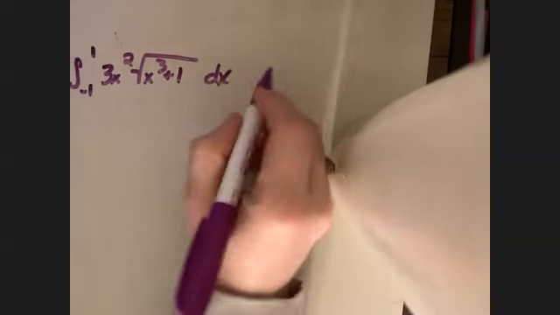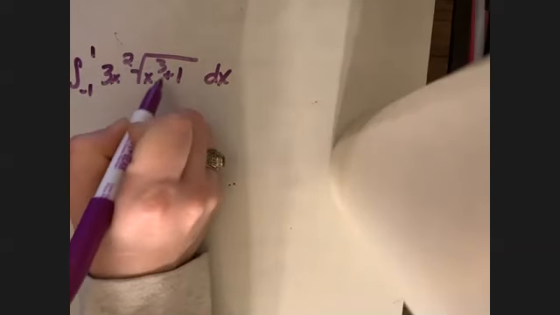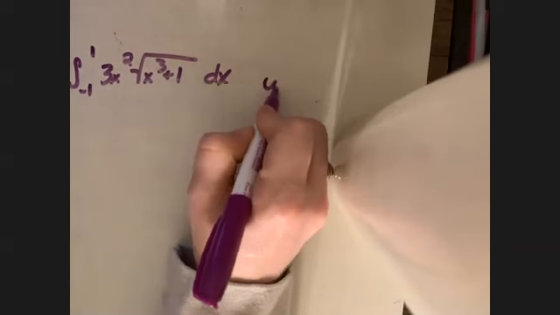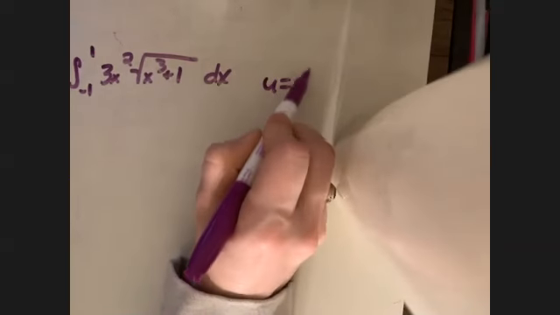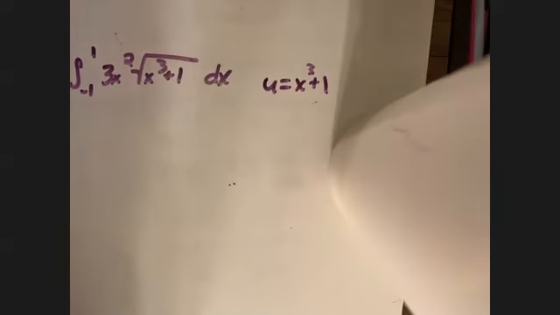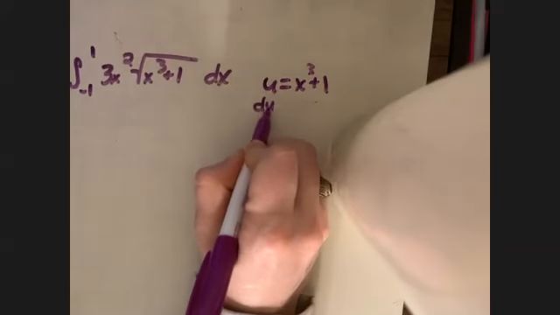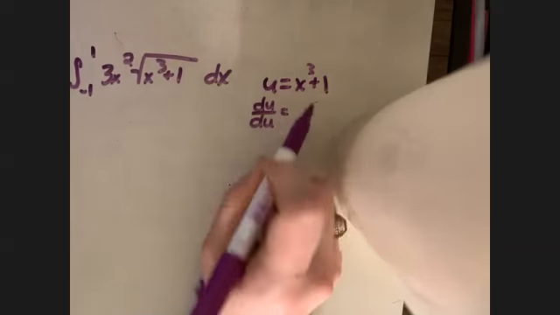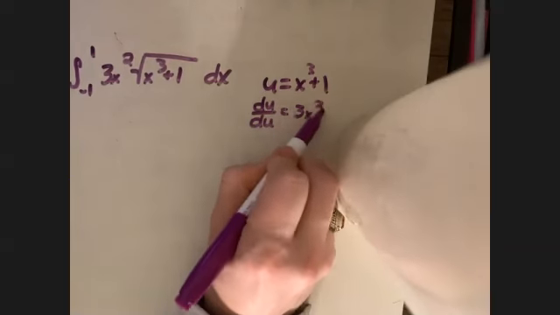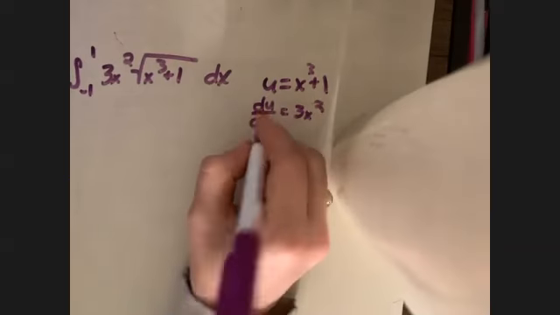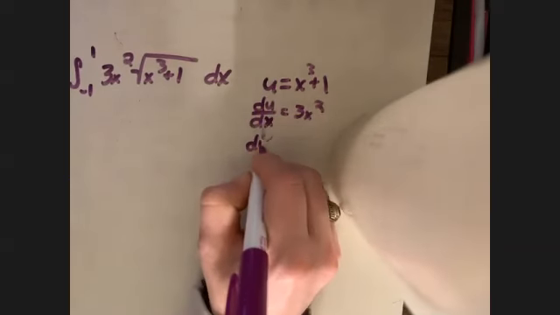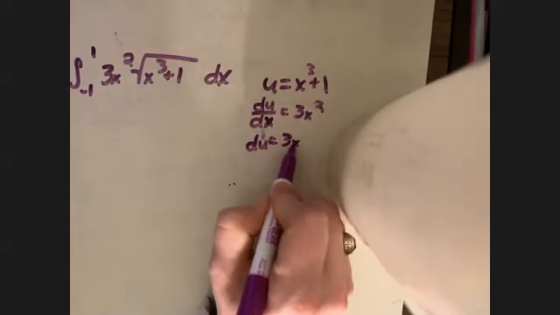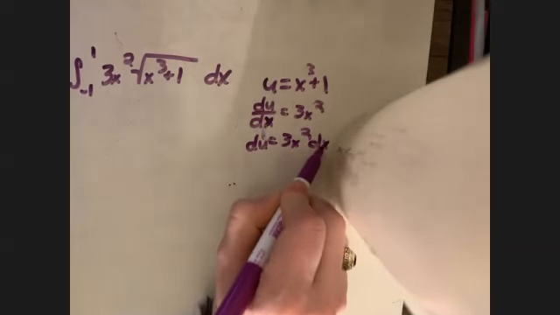Okay, so here's our problem that we're going to do. Sorry, a little far there. All right, so we see the 3x squared here. That looks like the derivative of this. So we're going to let u equal x cubed plus 1. So following the stuff we did the other day, du dx will be 3x squared. Sorry, that should be du dx. Du is then 3x squared dx.